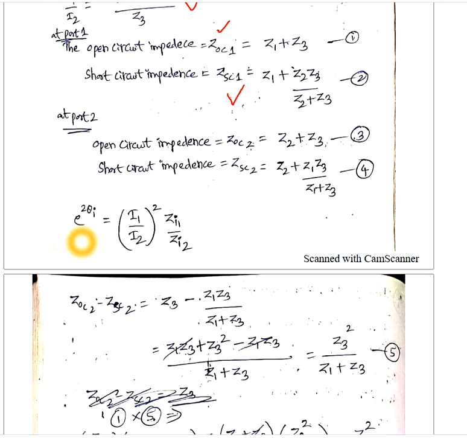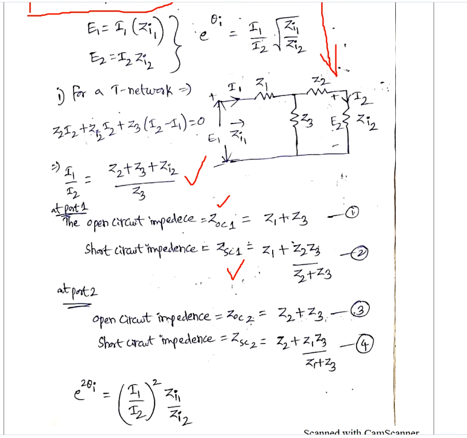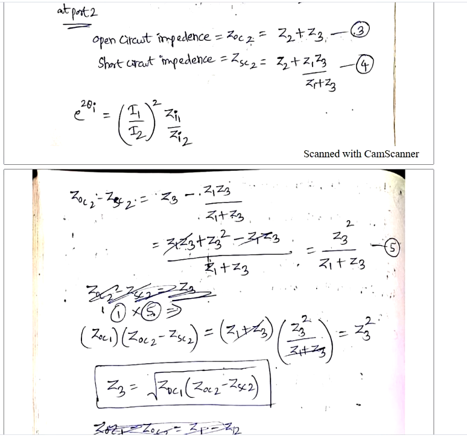Now we will square this e to the power theta I on both sides. What do you get? It will be e to the power 2 theta I, which will be equal to I1 by I2 whole squared into Zi1 by Zi2. That means I would like to eliminate the square root here. Let us keep this expression aside.